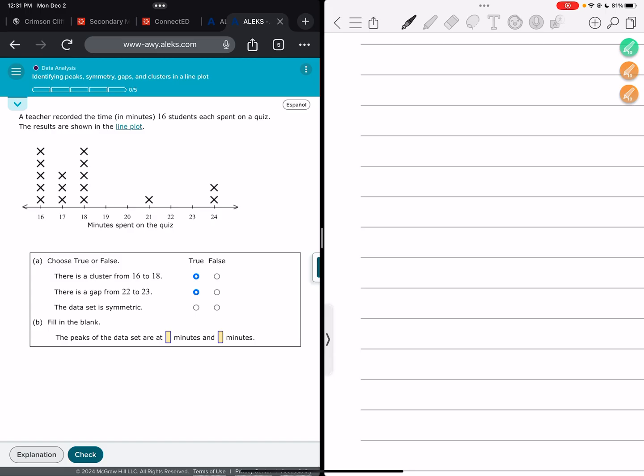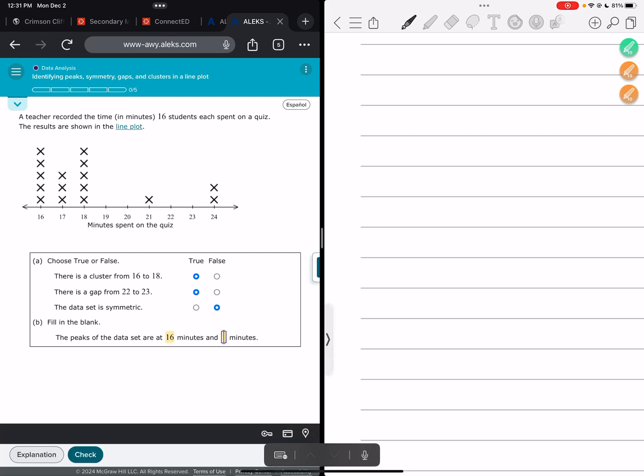Now, the data set is symmetric. That means if I fold it in half, it's the same on both sides, which is false. That's not true. The peaks of the data set, meaning my highest points, come at 16 and 18, which we can go ahead and check.